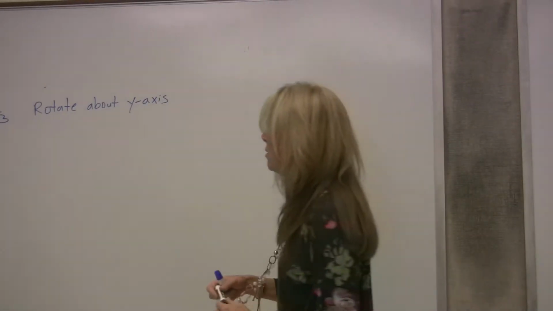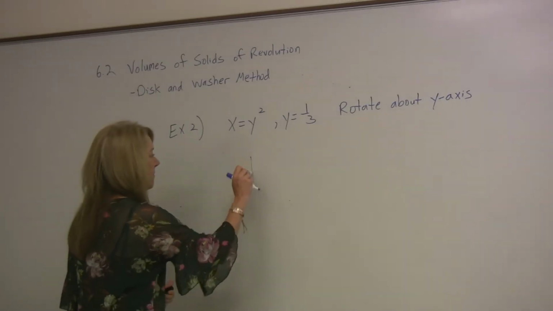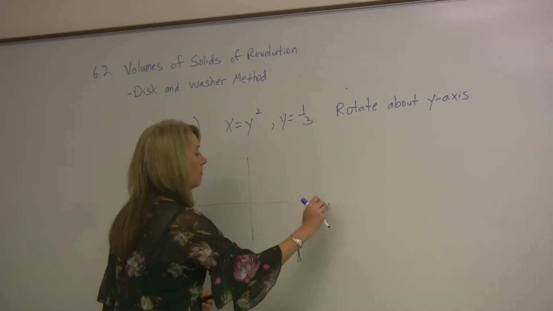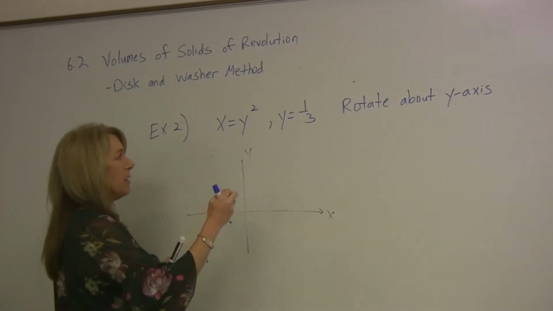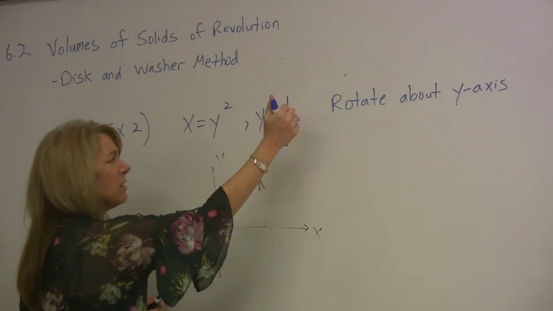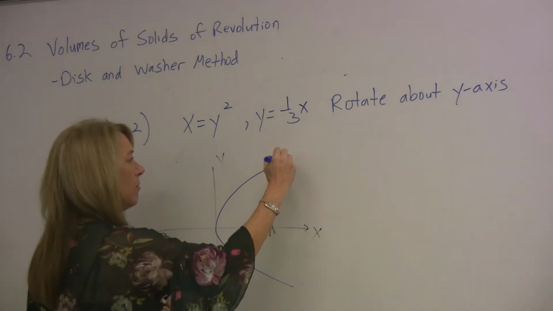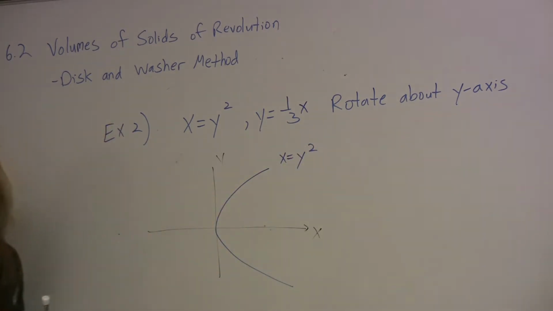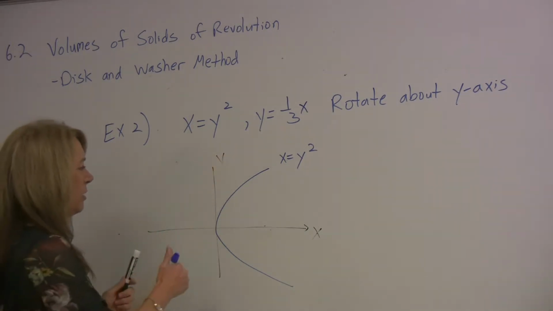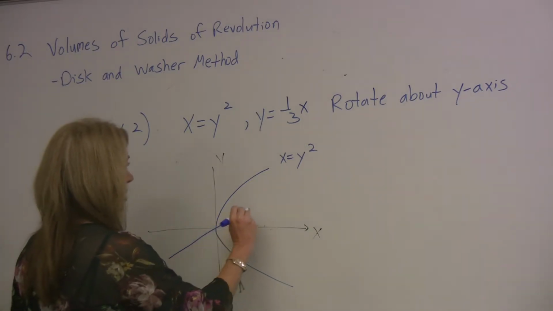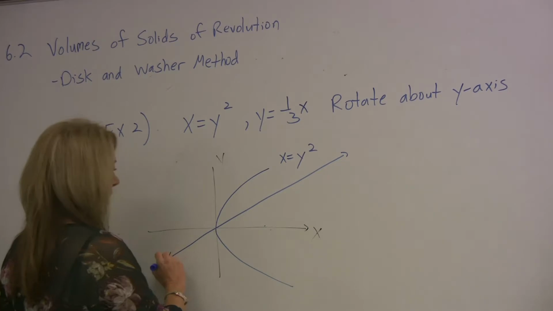Hopefully we can draw those. What's x equals y squared again? Parabola that opens sideways, right? Yep. So x equals y squared. Here's x equals y squared. Rough sketch of that. Y equals 1/3 x. That's the graph of a line through the origin. Has a slope of 1/3. So maybe it looks something like this. It's just a rough sketch of it.